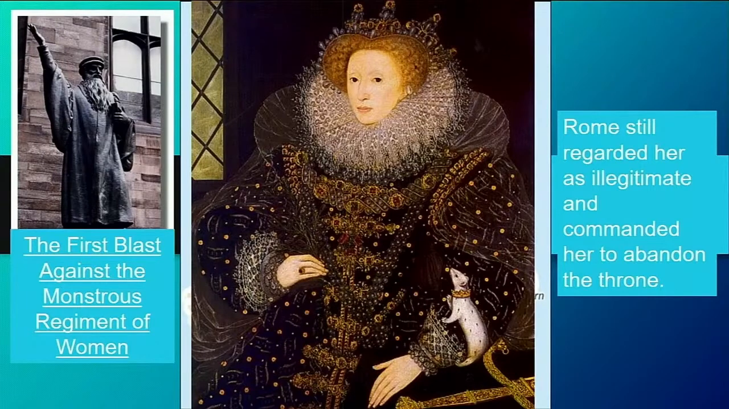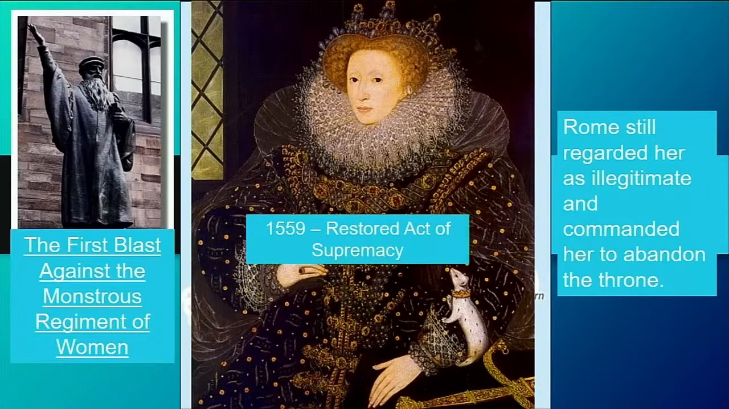And so the first thing she does is she publishes the Restored Act of Supremacy. The queen is the head of the church. Now she realizes that she can't use those words, and so she gets around it. I think she calls herself the governor of the church or some such thing. But in essence, she's basically saying the same thing. I dictate what is going to be believed in England.